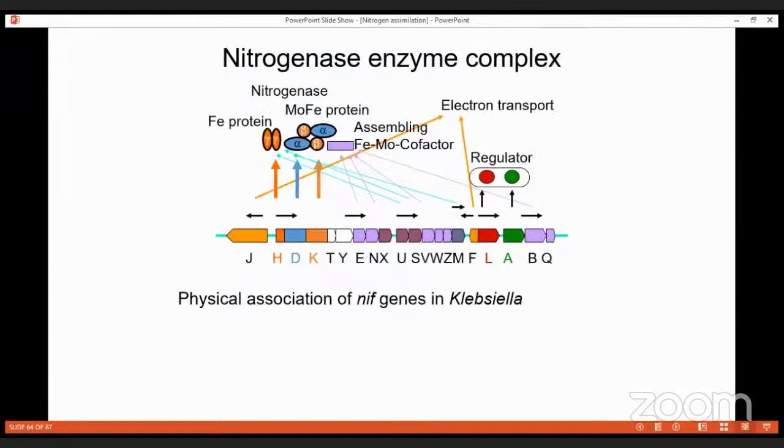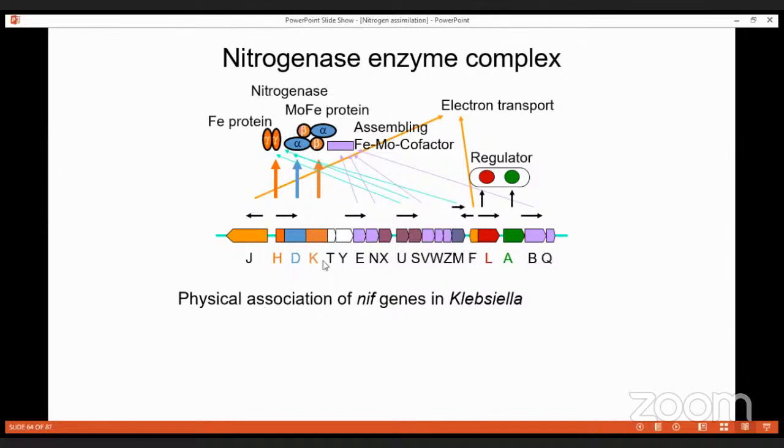Now, coming to the nitrogenase enzyme complex, we already discussed. Whatever subunits are there, they are responsible for synthesizing different parts. Like H is responsible for the Fe protein subunit. Then D is responsible for alpha, K is responsible for beta, as we have discussed. And the important thing that is repeatedly asked: which are the regulator genes in this pathway? Those are A and L, which work as the regulators of the nitrogenase enzyme complex. So just remember L and A. Others, if you can remember, that is good.